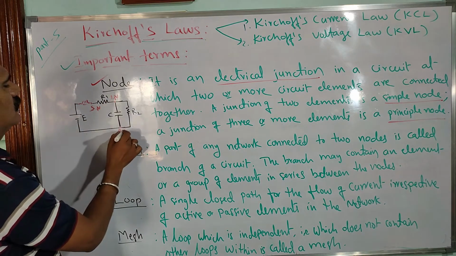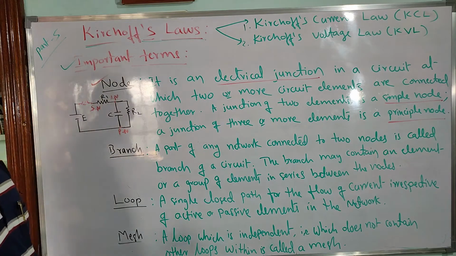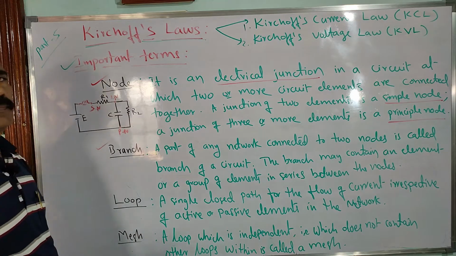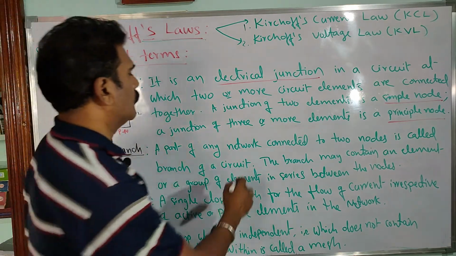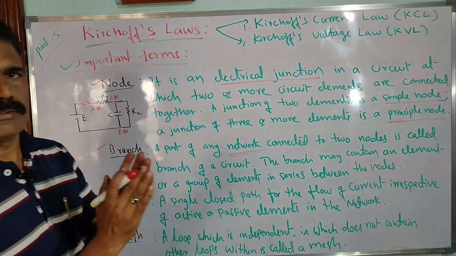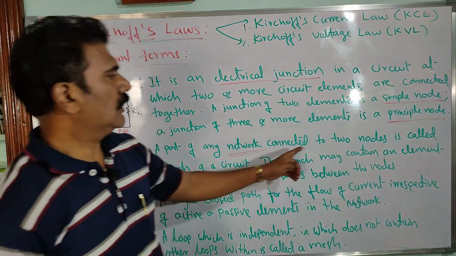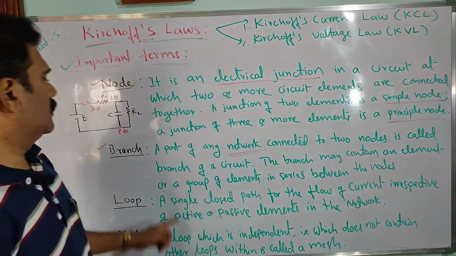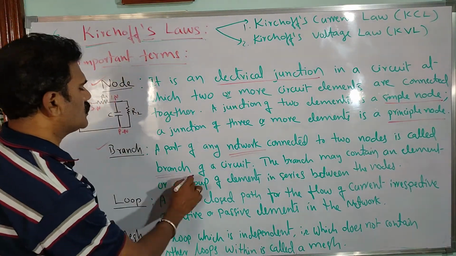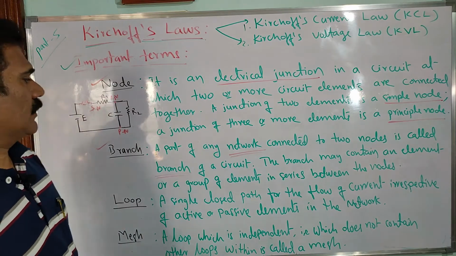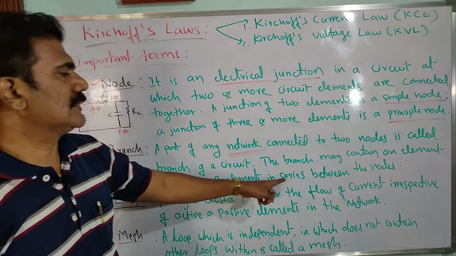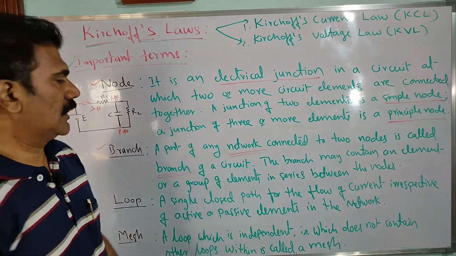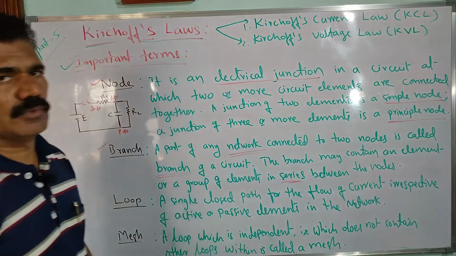So we have simple nodes or principal nodes, in general the junctions in the circuit. Then what is a branch in a network? What do you mean by a branch? A branch is a part of a network connected between two nodes. In between the two nodes we always have a branch. The branch may contain an element or a group of elements connected in series between the two nodes.